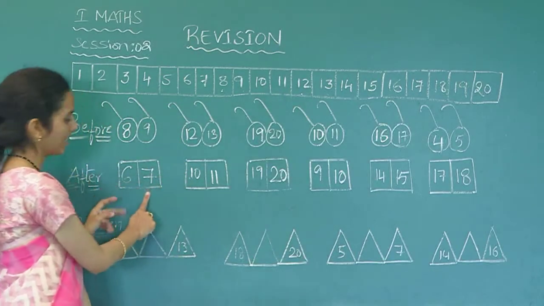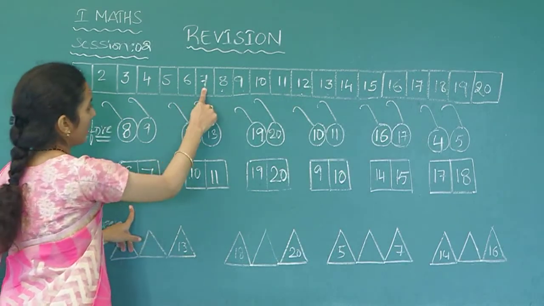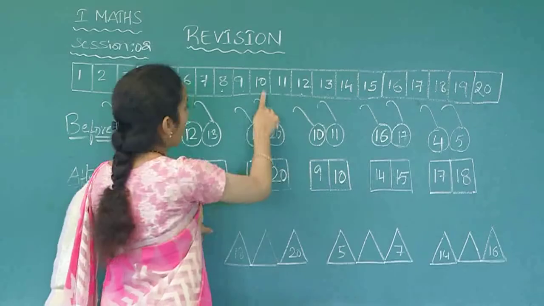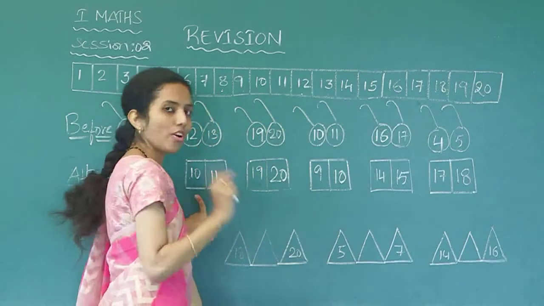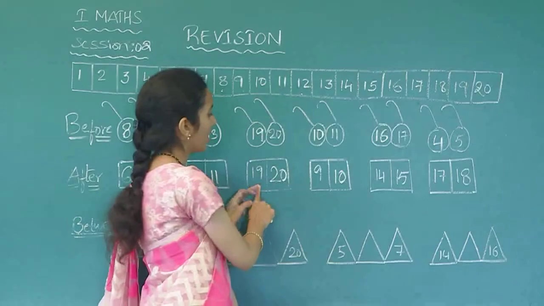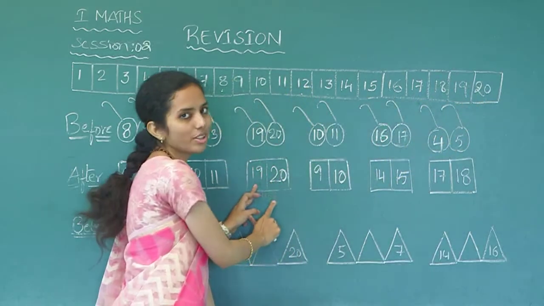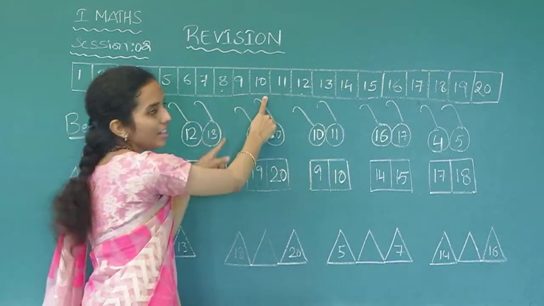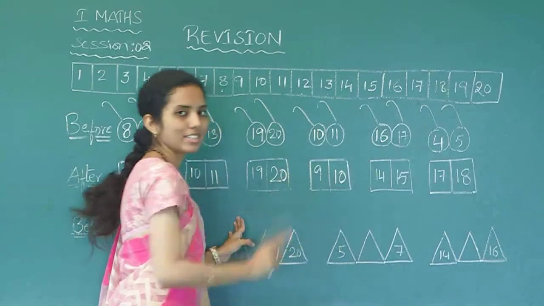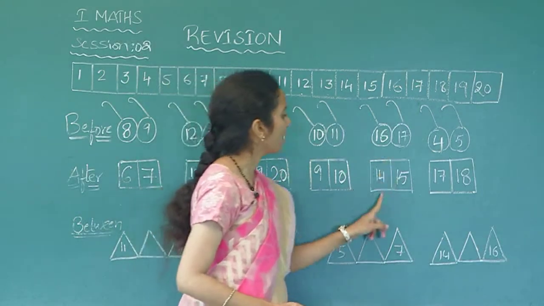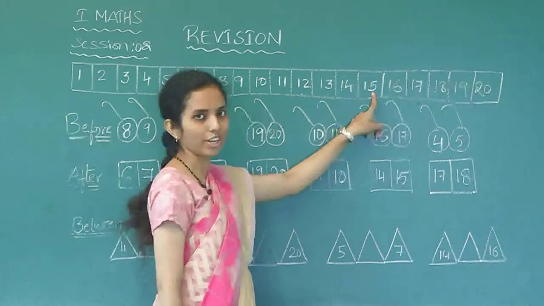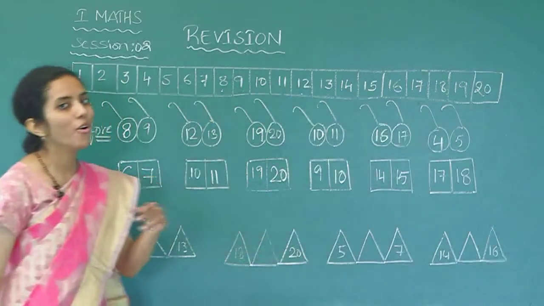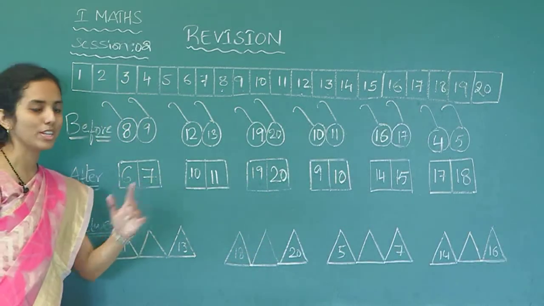Even though we know the numbers, let us cross check the after numbers with the number strip. What did we write here? 7 after 6. After 6, 7 is there. Okay, we are correct. After 10, 11 is there. In the strip also it is 11. And after 19, it is 20. After 9, it is 10. And after 14 it is 15. We also wrote 15, and after 17 it is 18. So now we are all very familiar with 20 numbers.